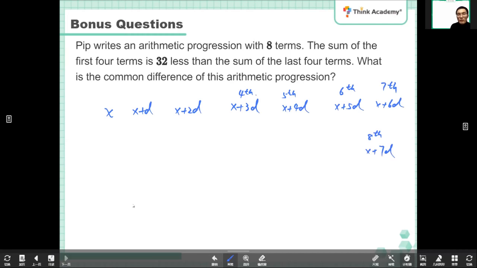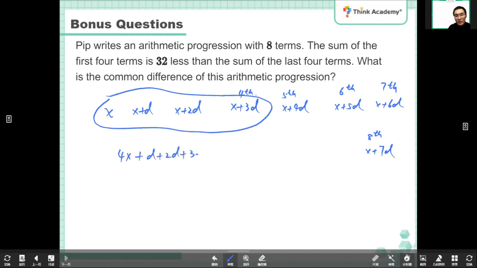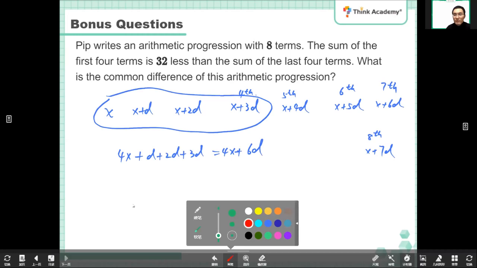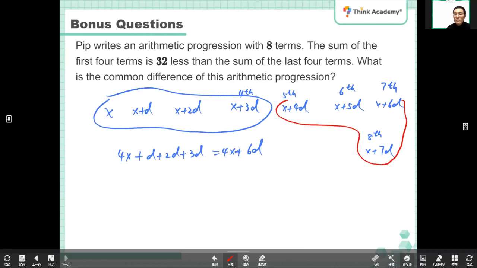The sum of the first 4 terms is this: 4x plus d plus 2d plus 3d, which is 4x plus 6d. And the sum of the last 4 terms is over here. So it's 4x plus 4d plus 5d plus 6d plus 7d, which is 4x plus 4 plus 5 is 9, 9 plus 6 plus 7 is 13, 13 plus 9 is 22, so it's 22d.